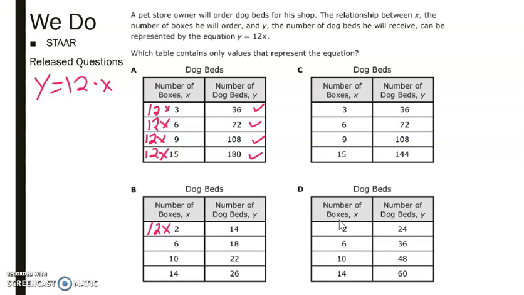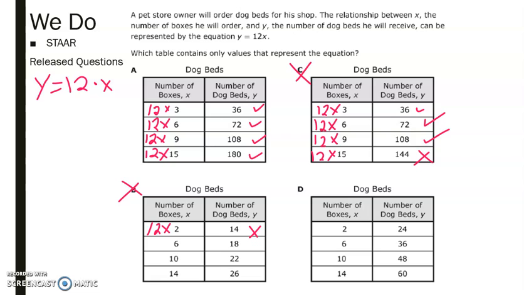So let's check B. So for B, we have 12 times 2, which should be 24 here. It says 14, so I know this is incorrect. So I can go ahead and get rid of B. So for C, we have 3. So let's check 12 times 3. That's 36, so that's correct. Let's check one more. 12 times 6. 72, okay. Let's keep going. 12 times 9. 108, that is correct. 12 times 15 is not 144, so that is incorrect.